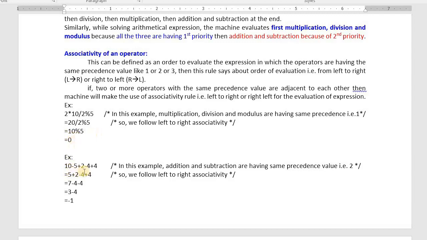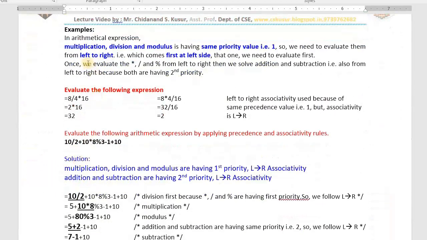10 minus 5 plus 2 minus 4 plus 4. Plus and minus are having the same priority value, that is 2. Then the machine follows left to right associativity. 5 plus 2, 7, remaining as it is. 7 minus 4, 3, remaining as it is. 3 minus 4, minus 1. Like this the machine works. Interesting example.